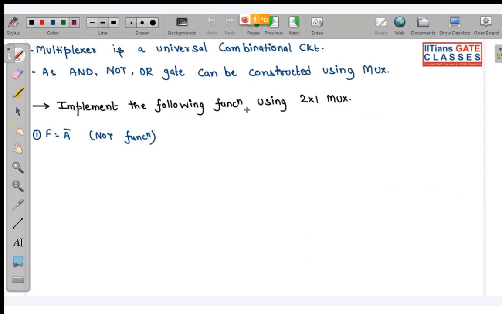Okay, so now the multiplexer can be used as a universal circuit or universal combinational circuit. Why? Because we can construct the 3 basic gates using a multiplexer. How? Let us see one by one. First, let us implement the NOT function using a 2 cross 1 mux.